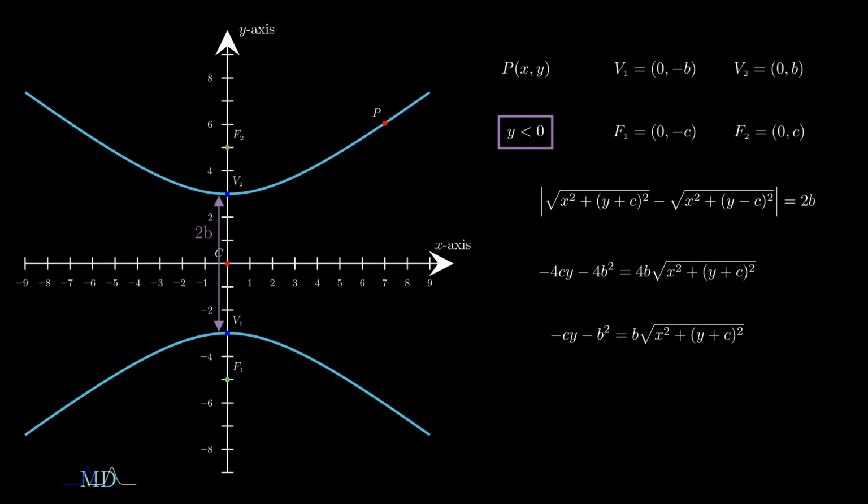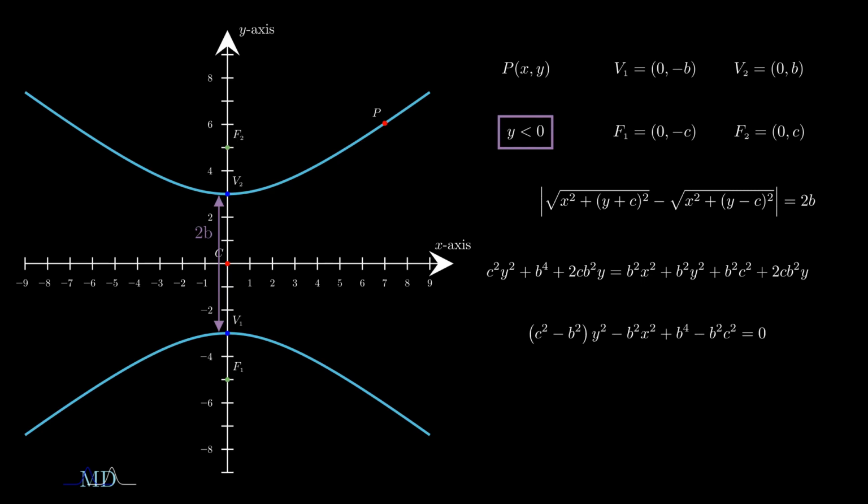Again we square both members of the equation, obtaining c squared y squared plus b to the fourth plus 2cb squared times y equals b squared times (x squared plus (y plus c) squared). We solve the binomial squares. Then we gather the y squared terms, the x squared terms and the constant terms eventually. We have (c squared minus b squared) times y squared minus b squared times x squared minus b squared times (c squared minus b squared) equals 0. We notice that the term c squared minus b squared appears 2 times.